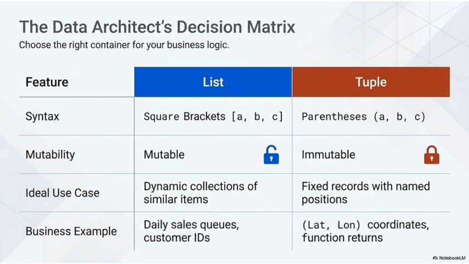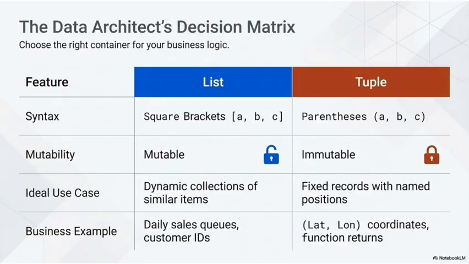The data architecture decision matrix gives you the precise rule for choosing between a list and a tuple. Choose the right container for your business logic. Feature comparison here. Syntax: lists use square brackets. Tuples use parentheses. Mutability: the list is mutable and can change. The tuple is immutable, or locked.